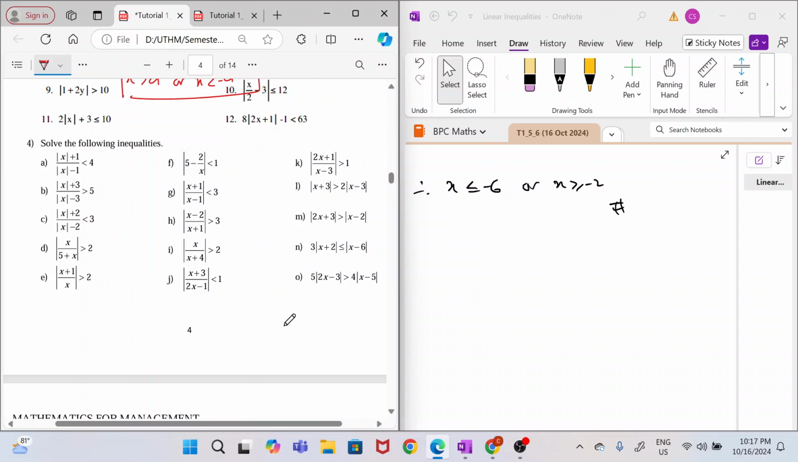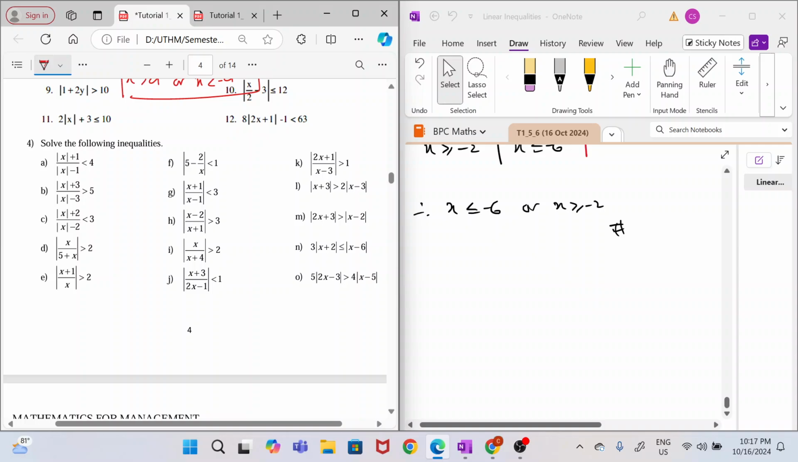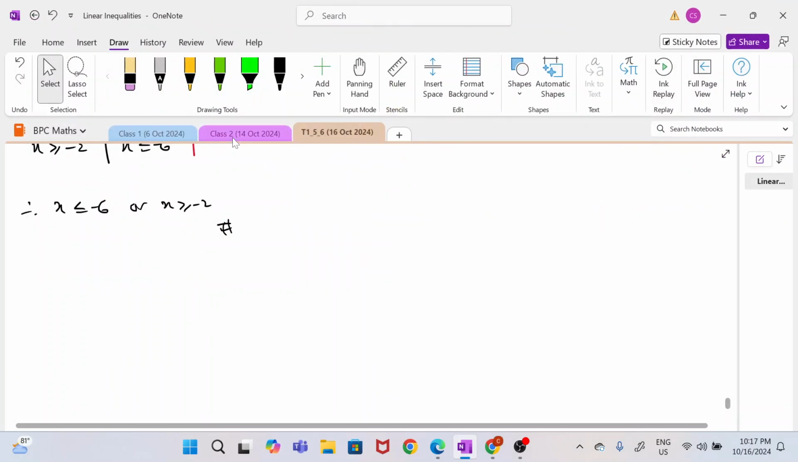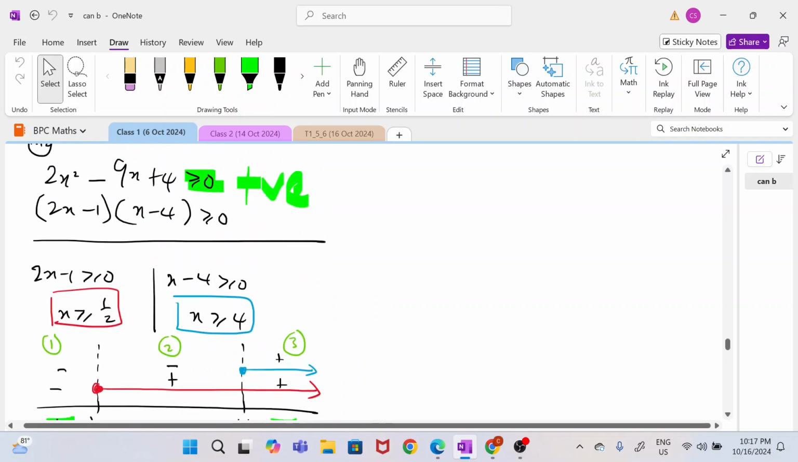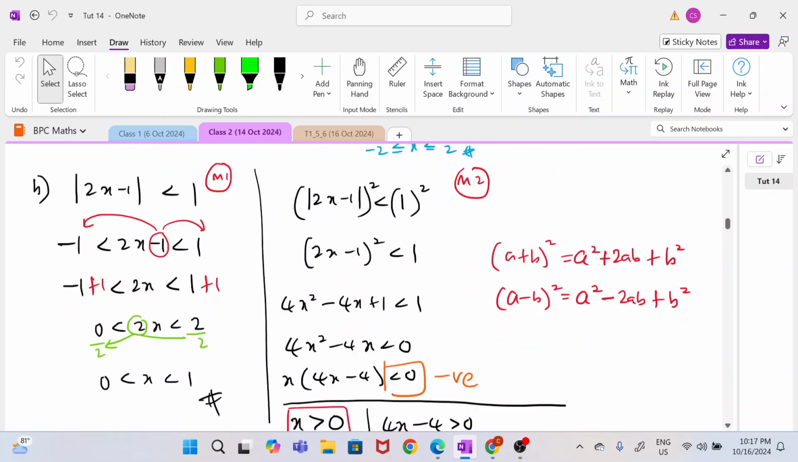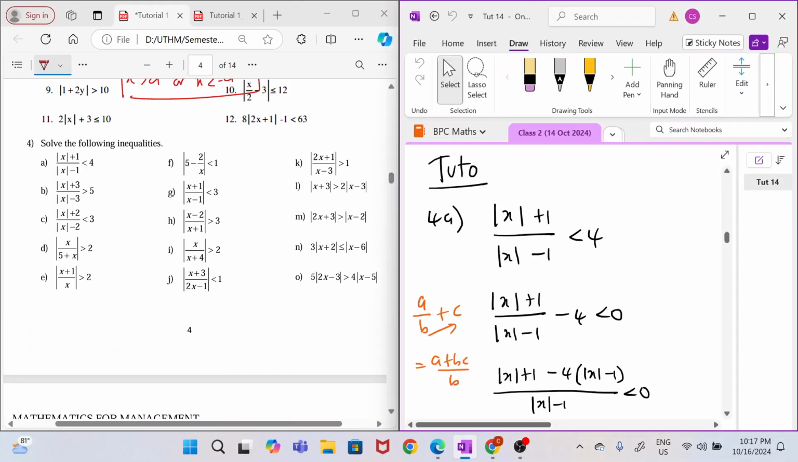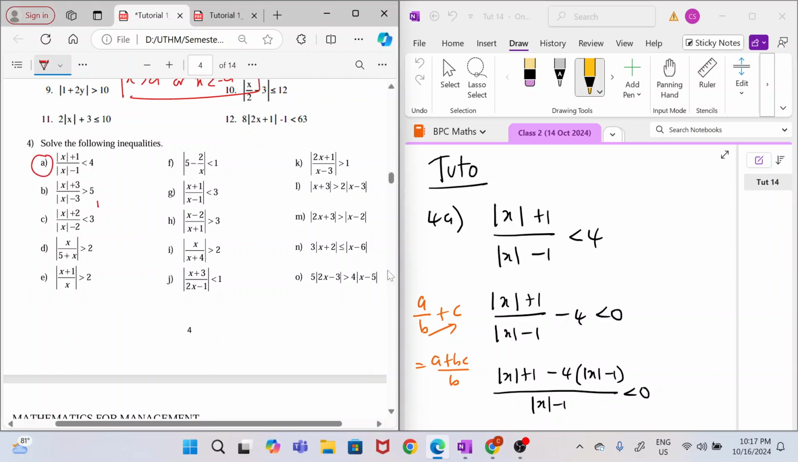And number 4 is the one I covered in the last class, if I'm not mistaken. Basically, this number 4 I have done, if you notice here, number 1, this one. I have covered this one, A. So you can do B and C, using the same method to do B and C.